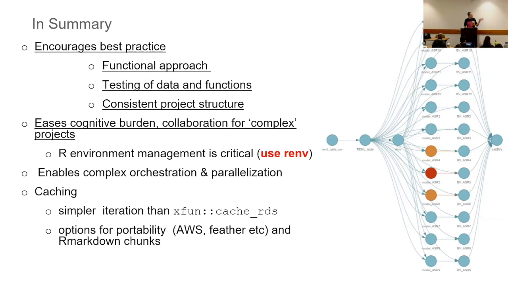The caching is really valuable, especially when things fail, fall over, or they're just really expensive. You want to rerun your Markdown. You don't want to wait for things to compute for several days. There are other ways of doing this, like xfun cache_rds, which works really nicely.